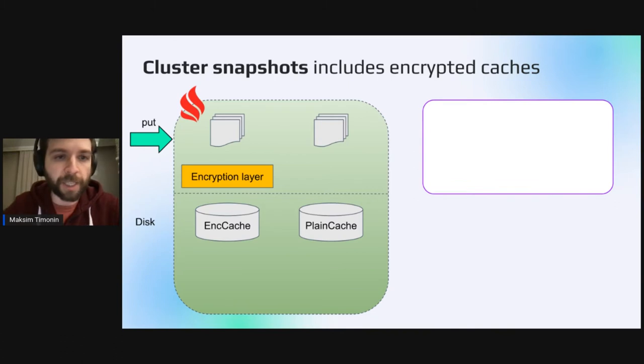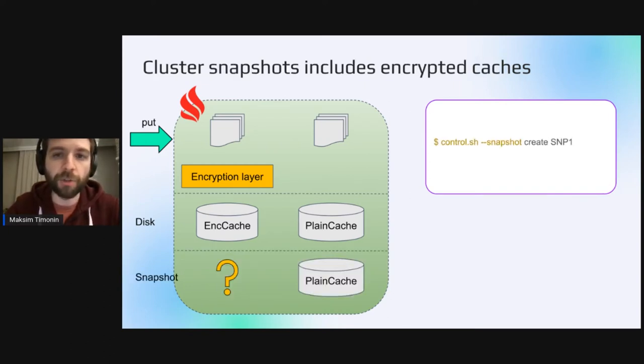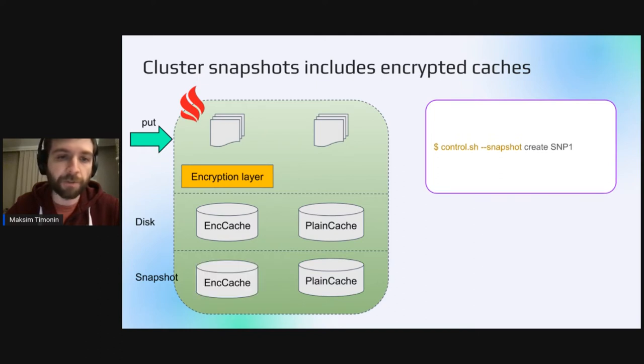But we had one trouble with encryption. For example, we have two caches. The first one is encrypted and the second one is a plain cache. When we tried to create a snapshot for our database, it skipped encrypted caches and included only plain caches in the snapshot. Now, in the latest Apache Ignite version, we fixed it. Now it includes encrypted caches in the snapshot, and it is very good.